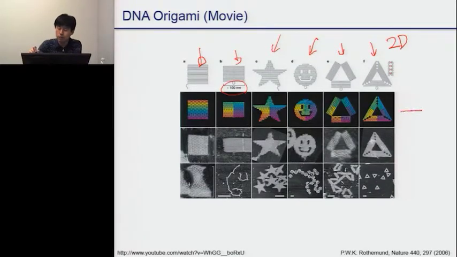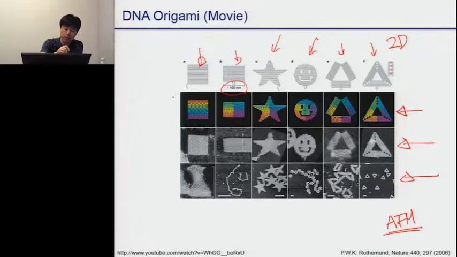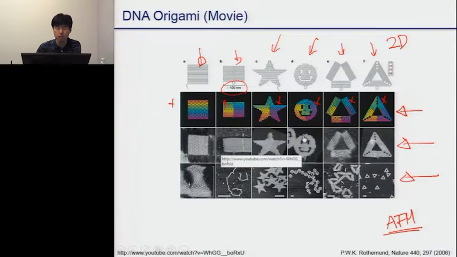The first row shows the computer design to achieve this DNA origami structure. The second and third rows show the actual images of the DNA origami results, imaged by the atomic force microscope. Here we're going to talk a little more about how we can engineer this DNA further to make all these different shapes. Here is the movie explaining that.